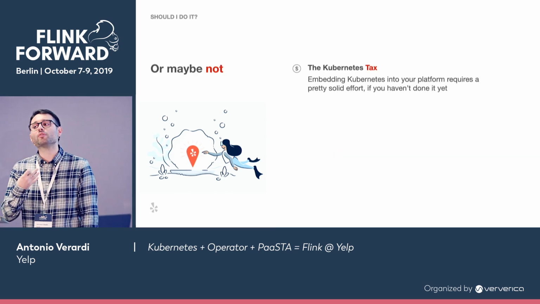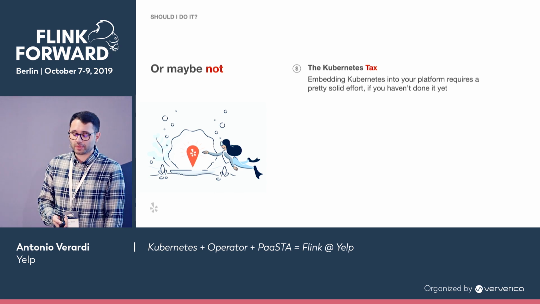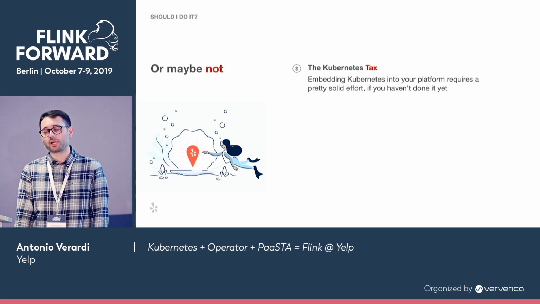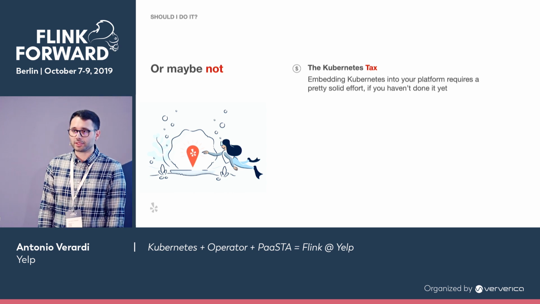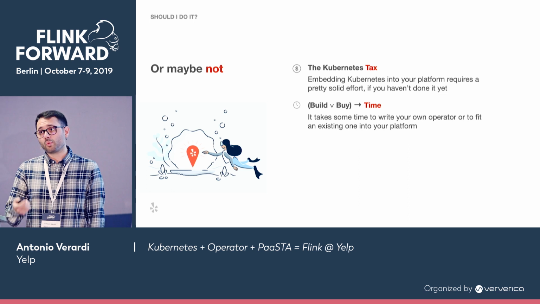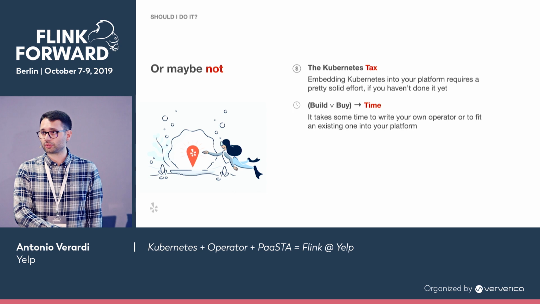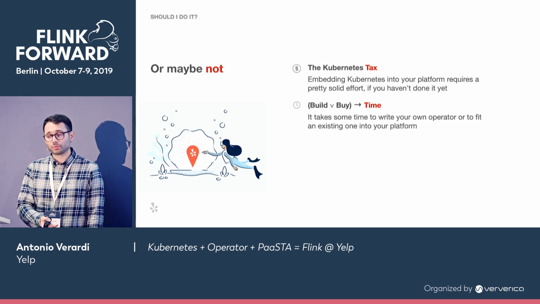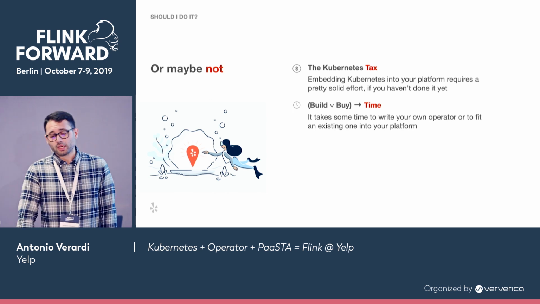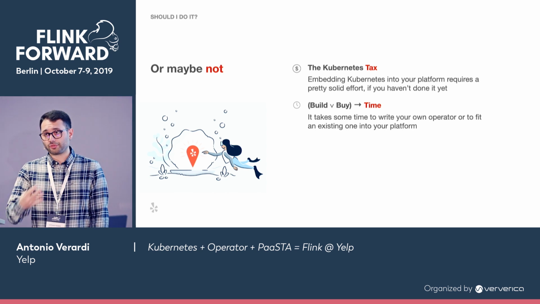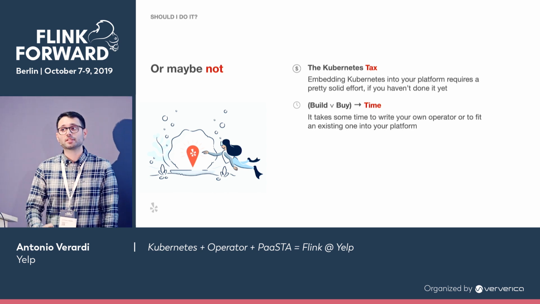There are also reasons why you may not want to do it. The first one is that there is a Kubernetes tax to pay. If you never integrated Kubernetes in your platform, then it takes some effort. So yeah, that's a bit of a con. Second, whether you're building your operator or you're taking something off the shelf, Lyft has open sourced its own operator, Google as well, so you can take one of those and run it in your Kubernetes cluster if you want. Whether you're building it or fitting an existing one, it's still going to take some time and some problems and some incidents to make it right.